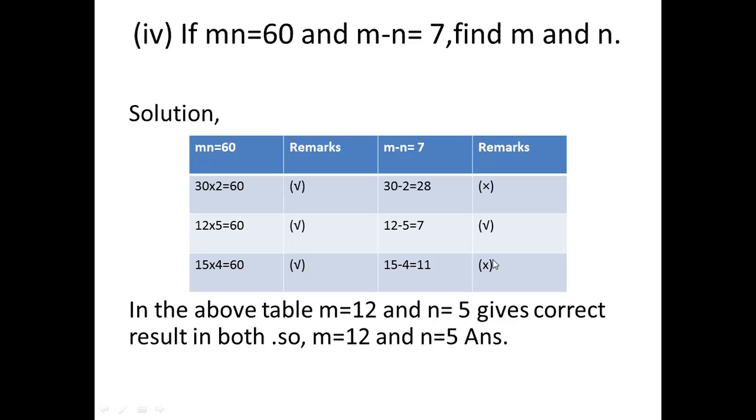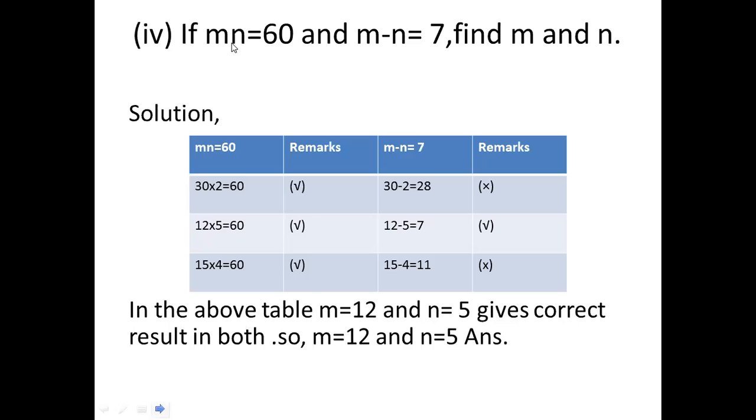Then write in the above table, m equals 12 and n equals 5 gives correct remarks in both. So m equals 12 and n equals 5 is the answer. Like this we find the given values. To find those two values, we find whose product is 60 and difference is 7. Those numbers are 12 and 5. Like this we solve. Now let's move to another slide.